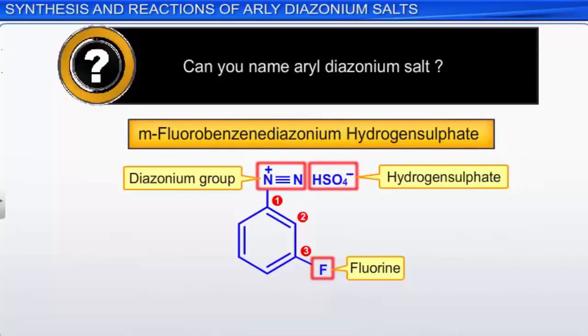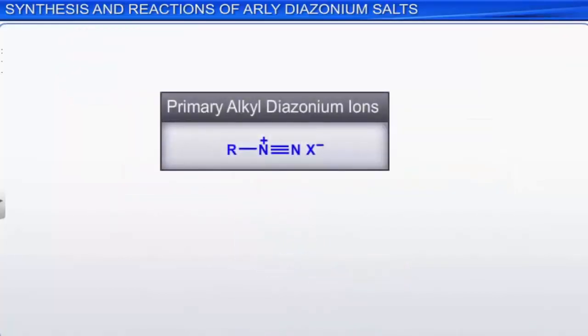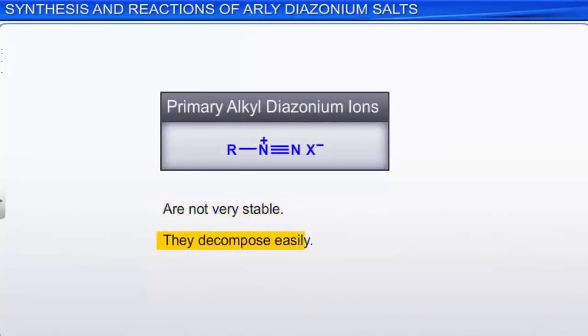Primary alkyl diazonium ions are not very stable. They decompose easily and tend to be explosive when dry. Aryl diazonium salts are stable only for short times at low temperatures.